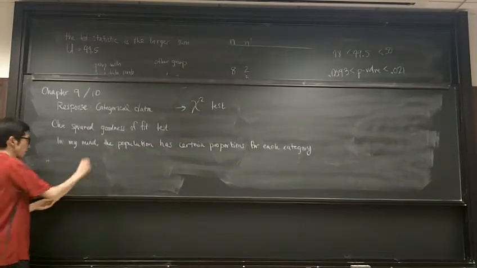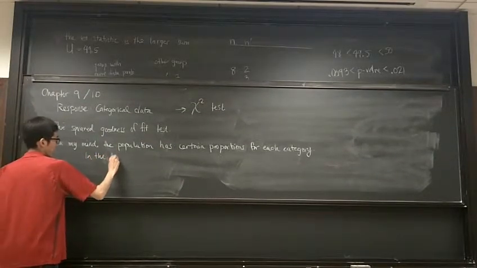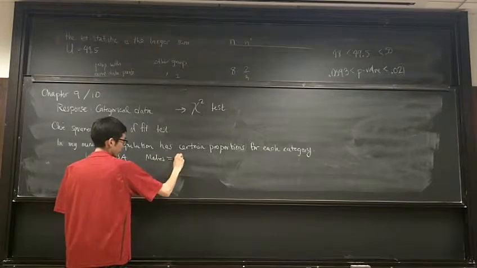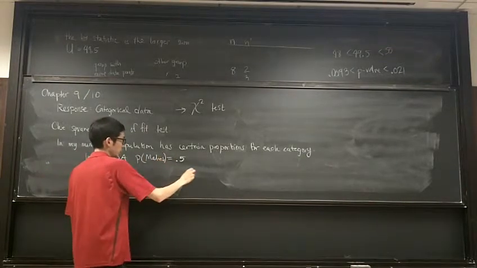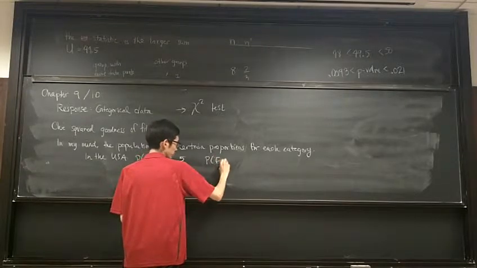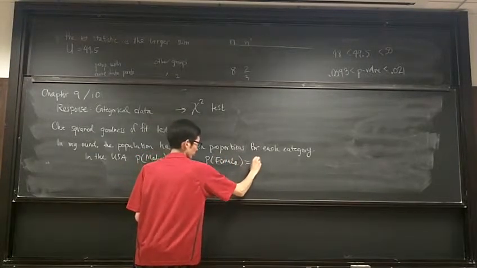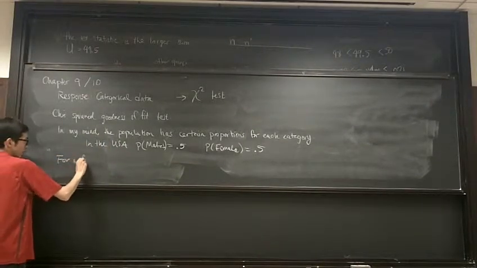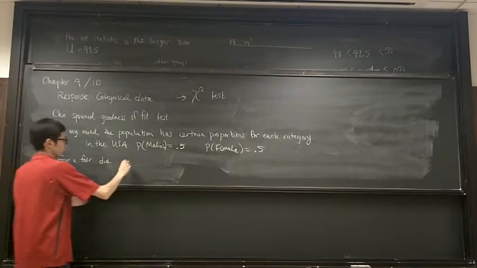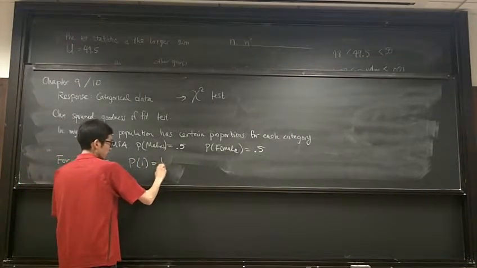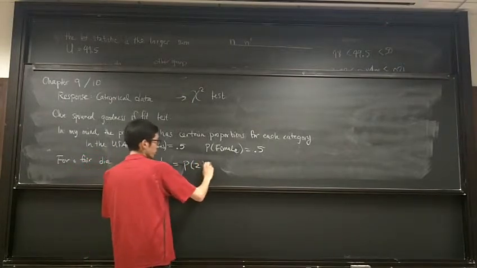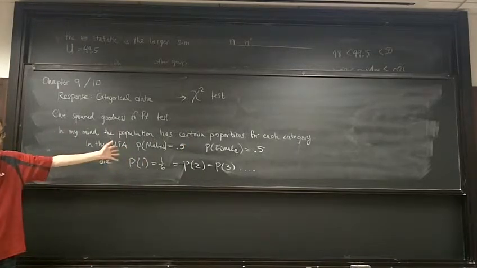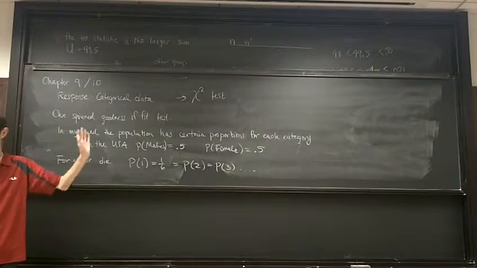So maybe for the USA, probability of male and probability of female, 50/50, or for a fair die, probability of 1 equals 1/6, which equals probability of 2, and so on and so forth. And they don't have to be equal probabilities here. It doesn't have to be 1/6, 1/6, 1/6.